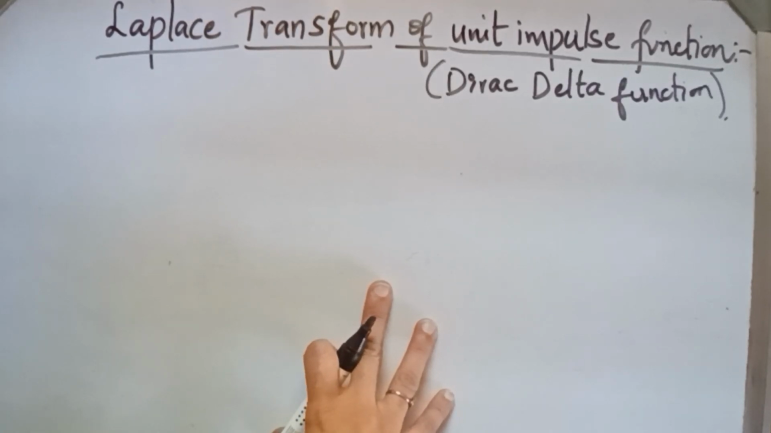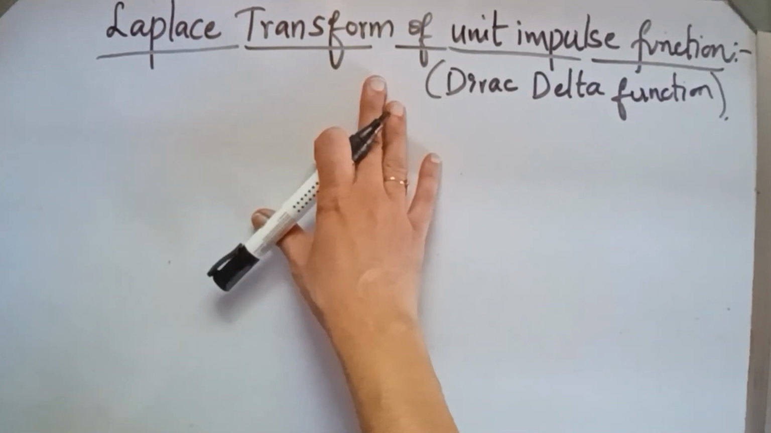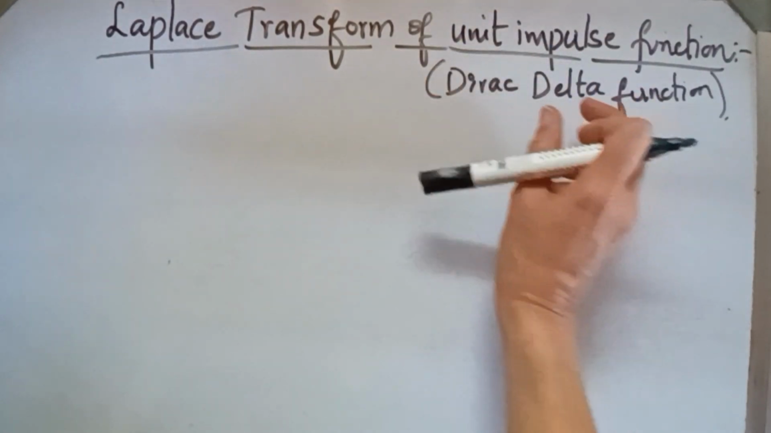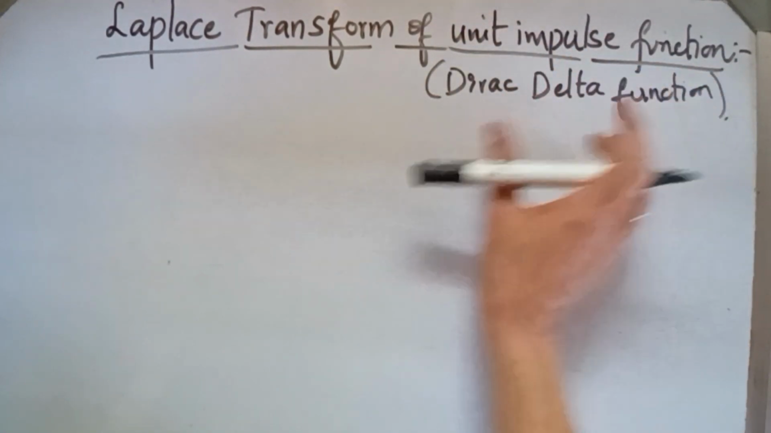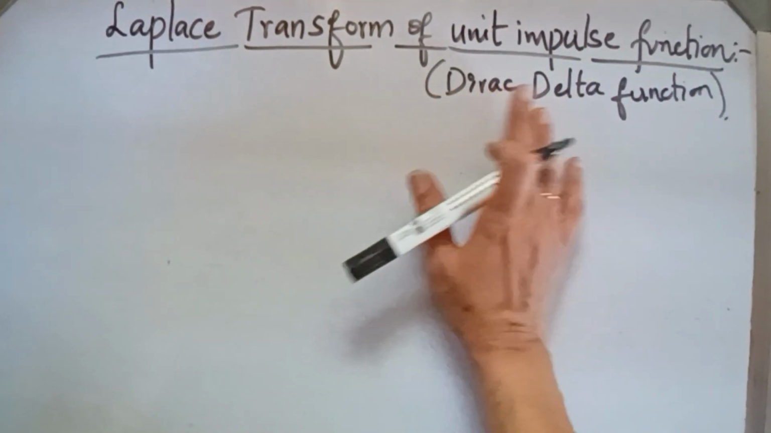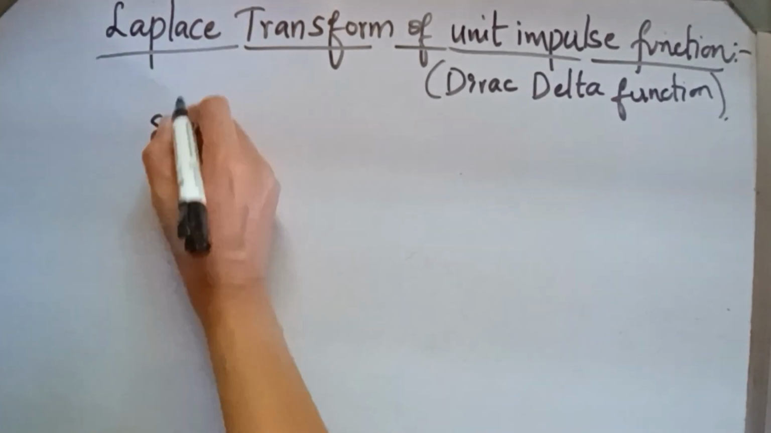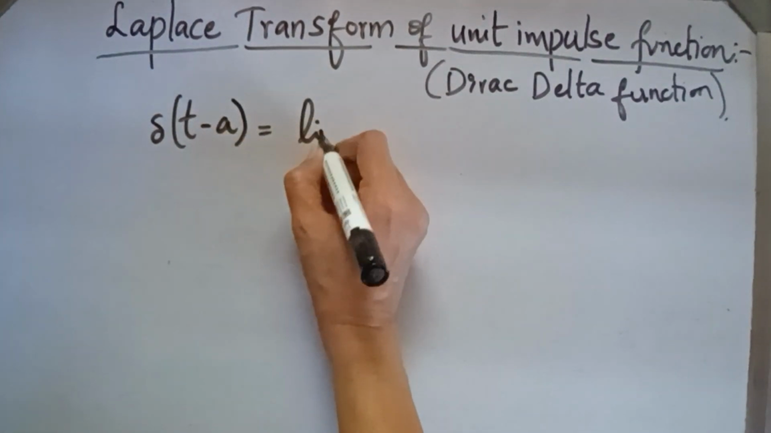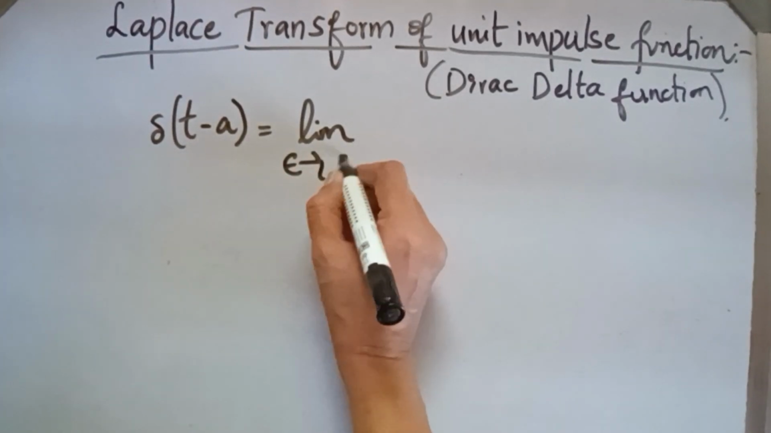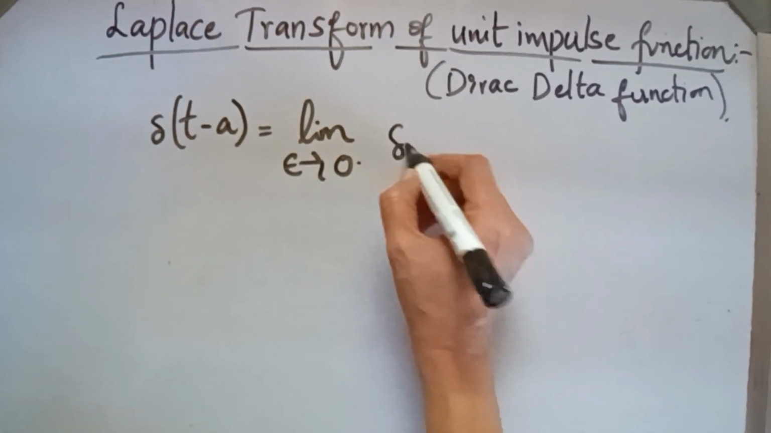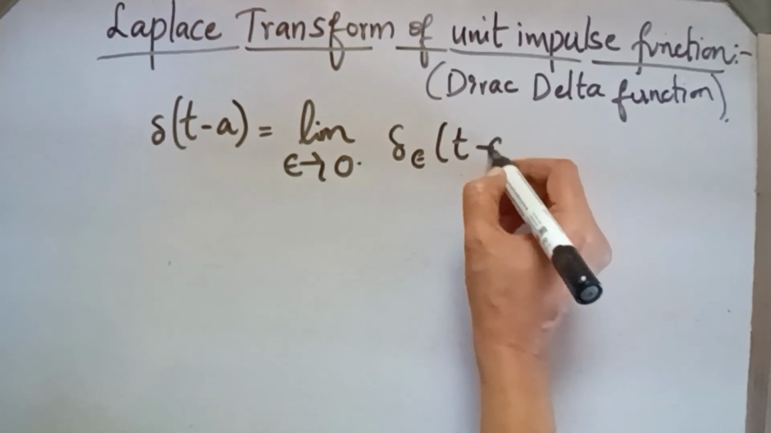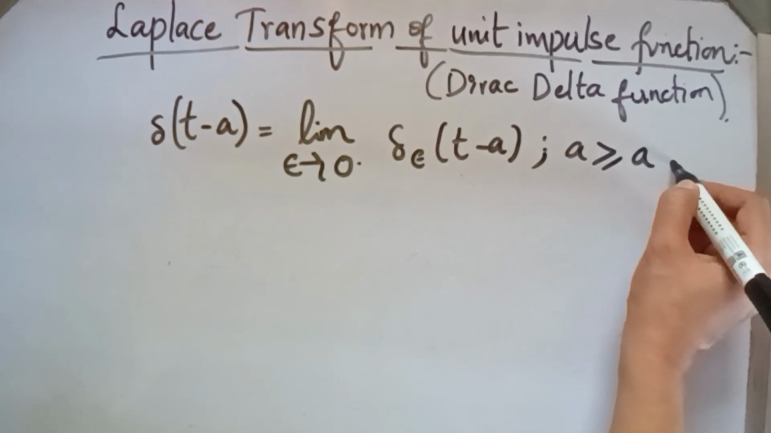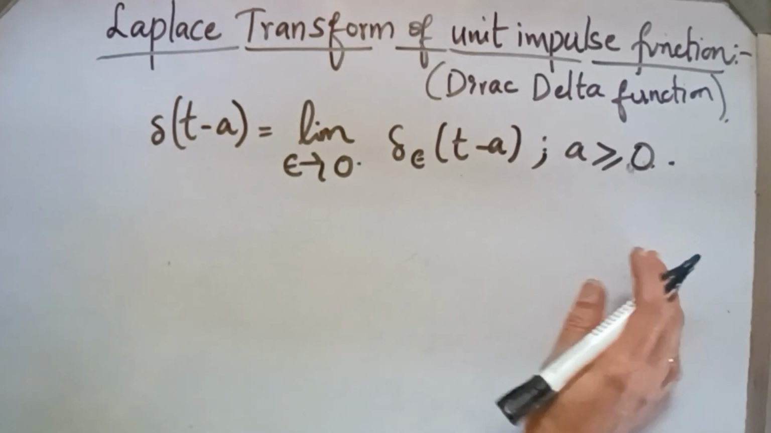In this video, I'll explain the Laplace transform of the unit impulse function. So first, let's see what this unit impulse function is, which is also called the Dirac delta function. It is denoted as delta of t minus a, which is equal to the limit as epsilon tends to 0 of delta epsilon of t minus a, where a is greater than or equal to 0.